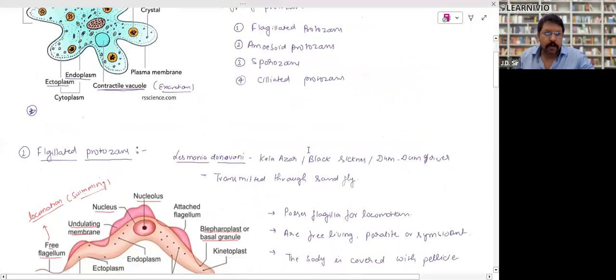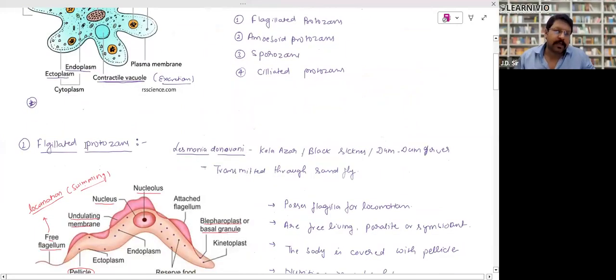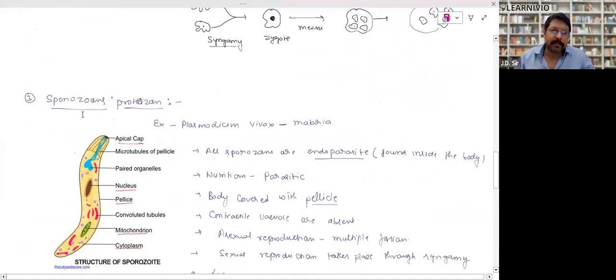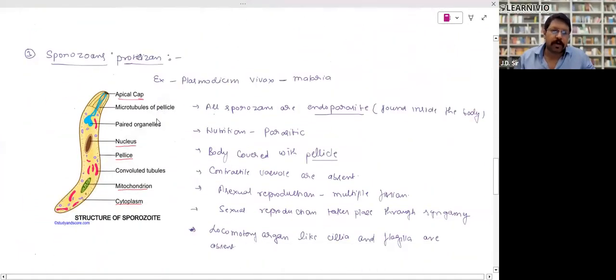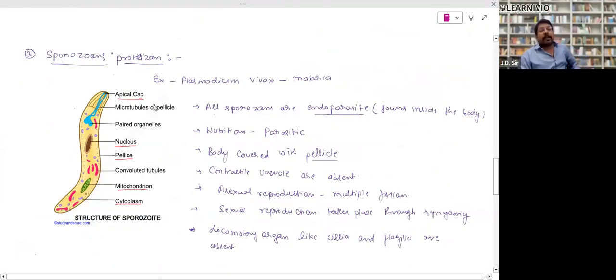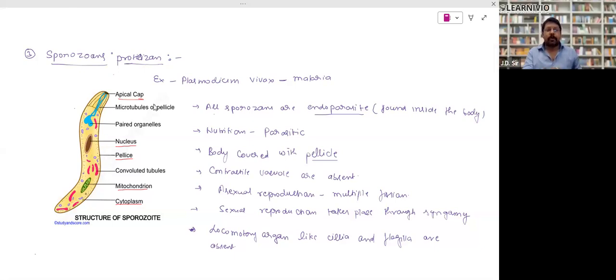So out of these four kinds of protozoa, flagellated protozoa, that is Leishmania, amoeboid protozoa, example amoeba, and sporozoan protozoa. Plasmodium is a type of sporozoan. It falls under the category of sporozoan protozoa. Why? It looks like a spore, right? So those protozoa which look like a spore are called sporozoan protozoa. So basically, Plasmodium vivax is a type of sporozoan protozoa.